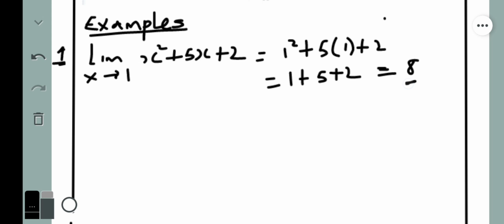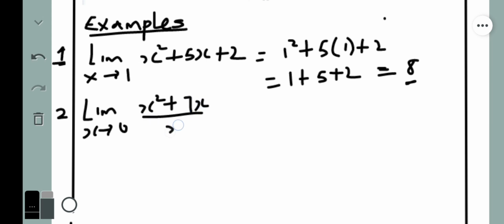Another example, example 2. Let's look at a more complex example. Let's say we should find the limit as x tends to 0 of the function x squared plus 7x divided by x. So how do we find the limit of this function? In example 1, we made use of direct substitution, but if we use direct substitution in example 2, we might have a problem. Let's check it out.